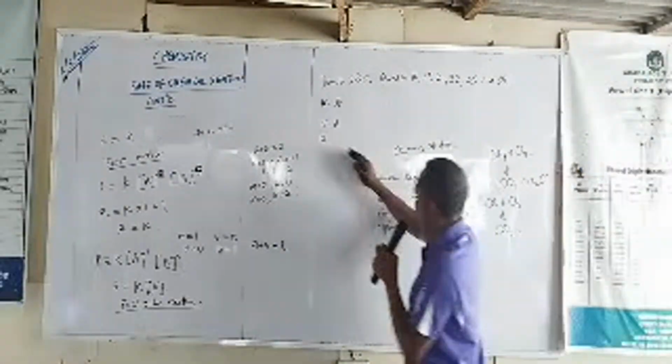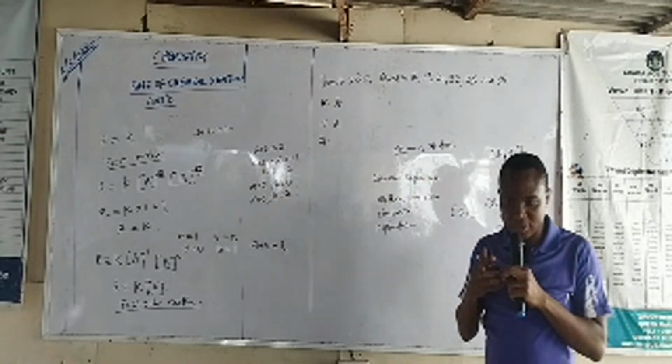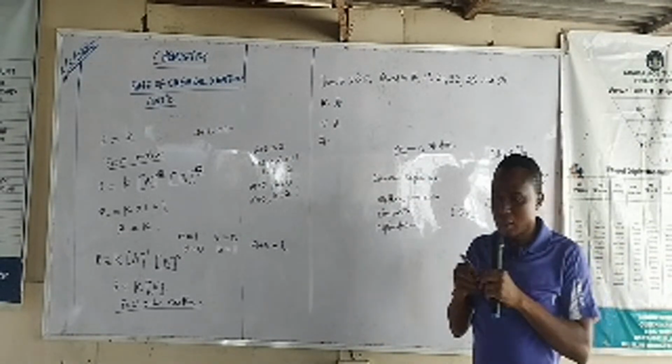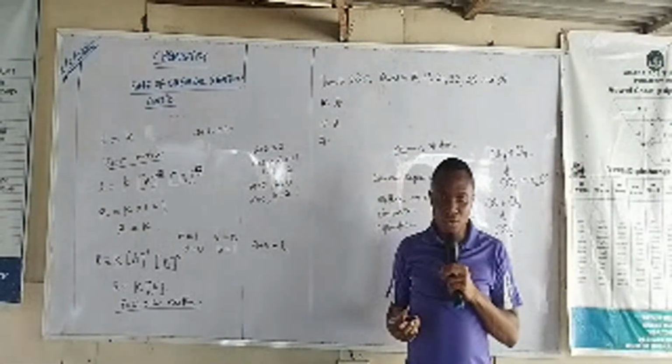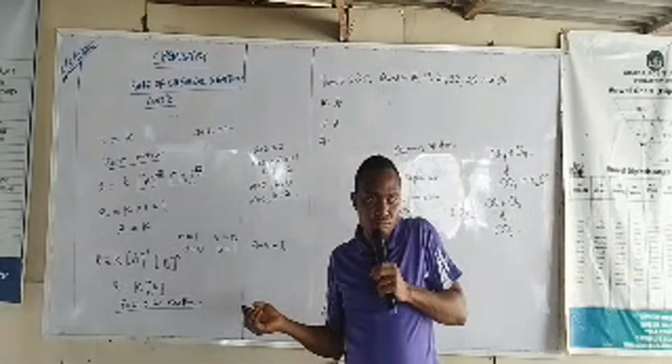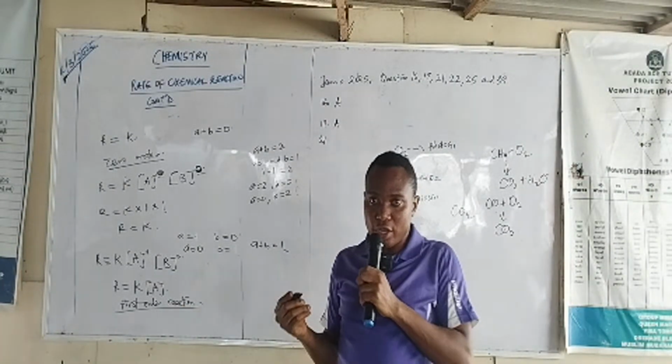21. Okay, 21. The equilibrium constant. Since it is affected by... No, this is on equilibrium. We've not even talked about equilibrium. Yeah, let's move to the next one.